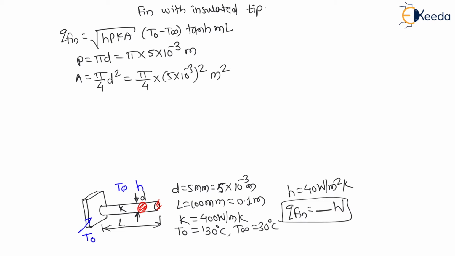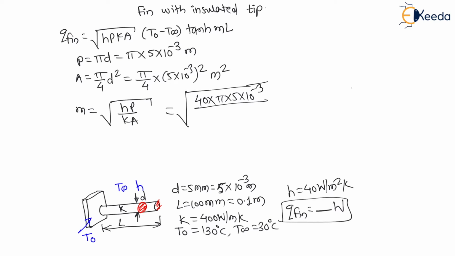Now m is what we have to calculate. We have seen that m is equal to under root hp divided by ka. This is the formula to find this m. Let us find this m first. H is 40, perimeter is pi into 5 into 10 to the power minus 3, divided by thermal conductivity 400 into area, which is pi by 4 into 5 into 10 to the power minus 3 whole square, all under root. If I calculate this m, I will get the m value as 8.97.